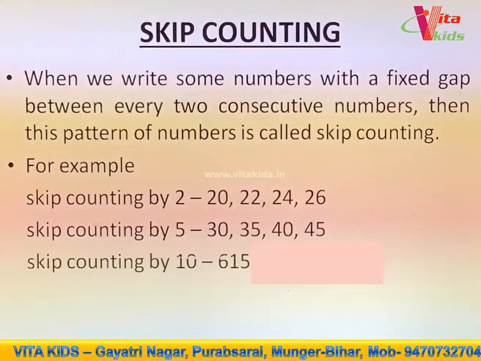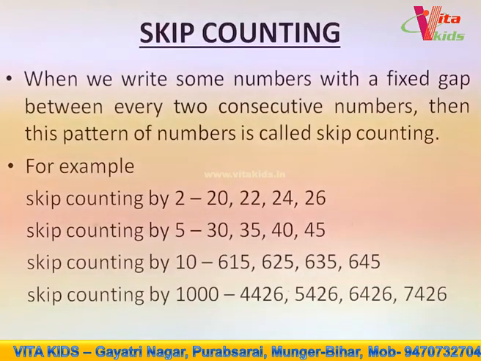Next comes skip counting by 10. Here whatever number is given, we will add 10 to it and find the next number. 615 is given, so when we add 10 to it, we get 625. Now when we add 10 to 625, we get 635. Again, when we add 10 to 635, we get 645.